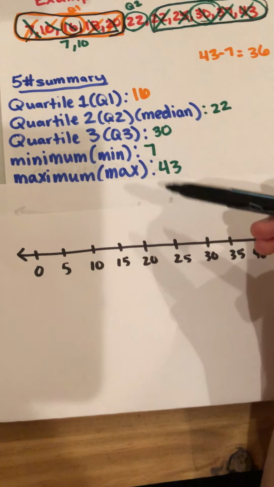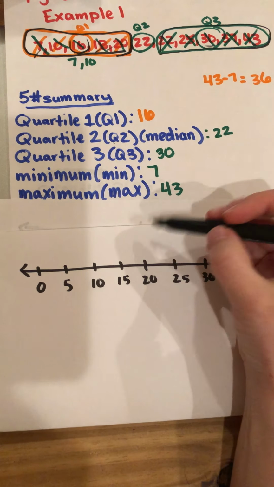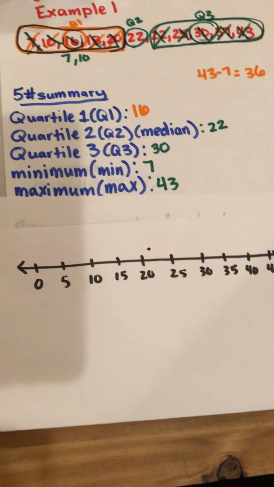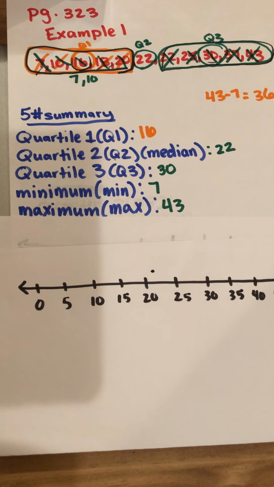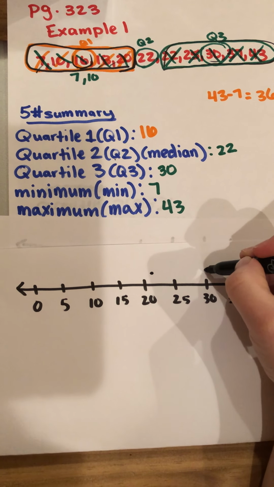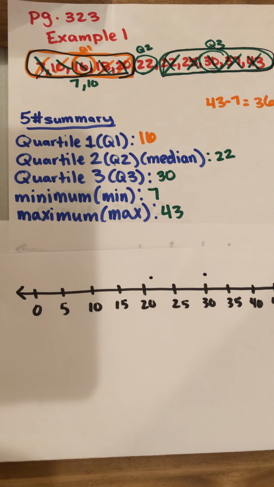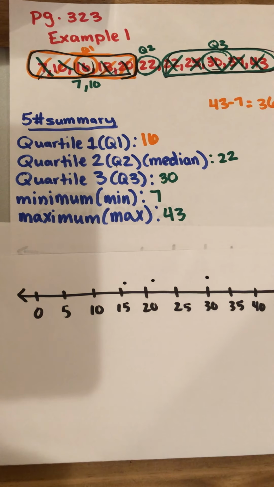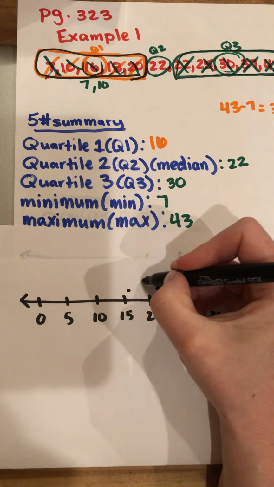So what I do is I start with quartile 2. That's at 22, so I'm just going to make a little dot here. That's about 22. Quartile 3 is at 30, so I'm going to make a dot at 30. Quartile 1 is at 16. 16 is about right here. So this is where my quartiles are, and I make my box. So here's my box.